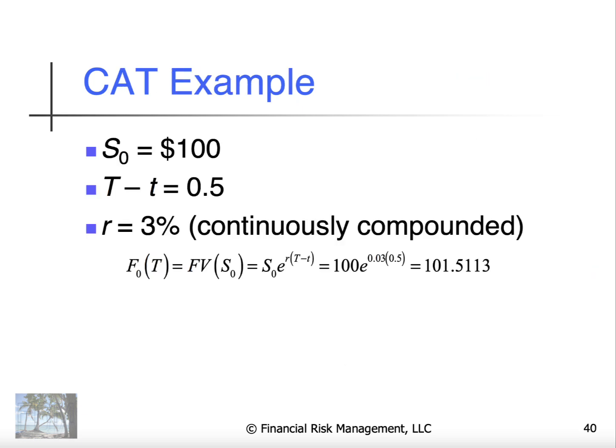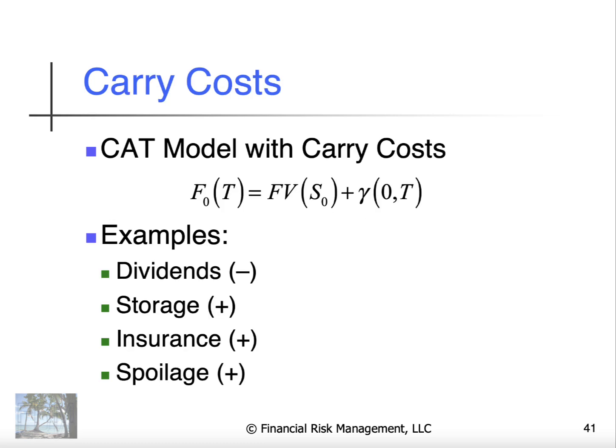Just by way of an example to make sure you understand this, suppose I have a $100 instrument, a half year to go, and the only cost of carry is the 3% continuously compounded base rate. In this case, the futures price or forward price would be 101.51. Notice that it's 1.51 above 100. There's no implication that has anything to do with an expected futures price. This is simply a direct result of carry arbitrage.